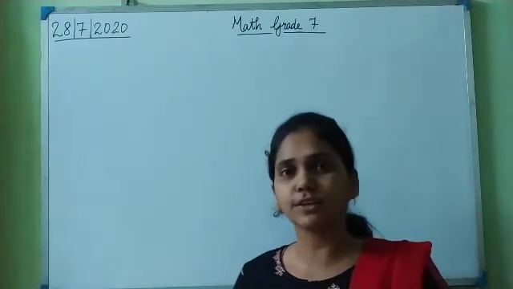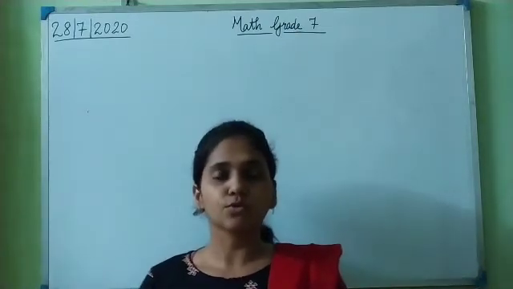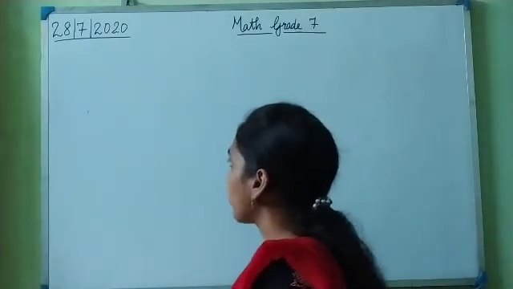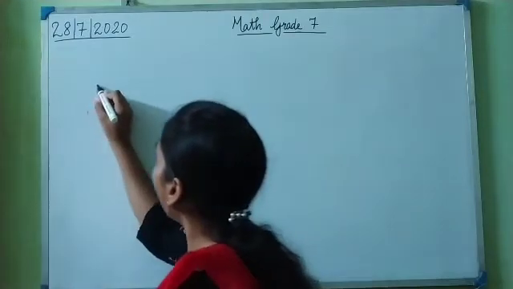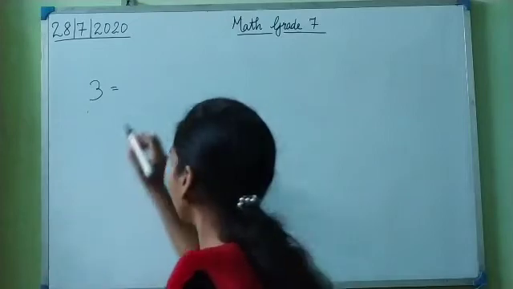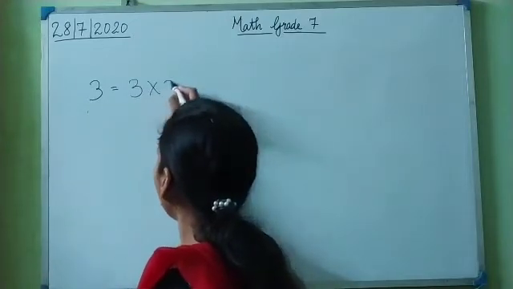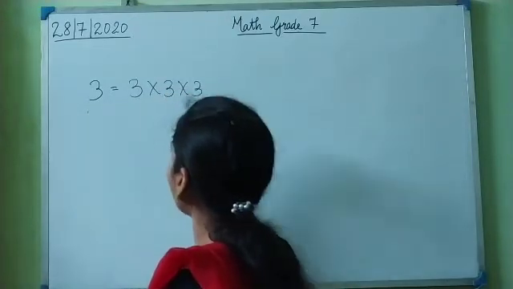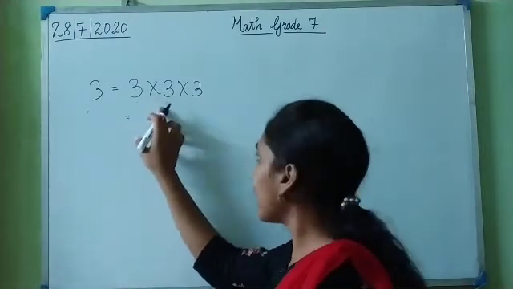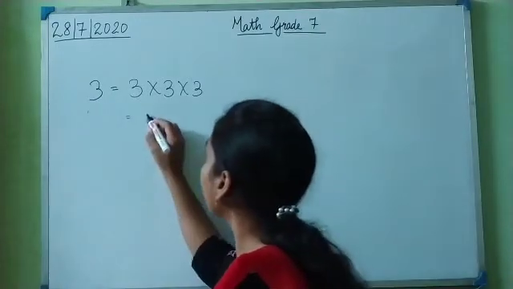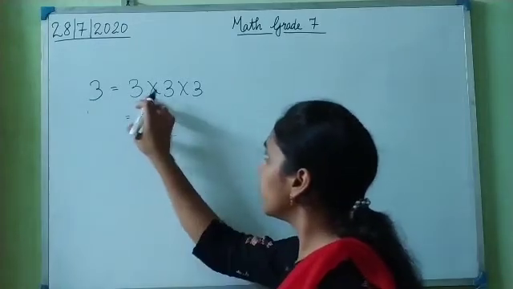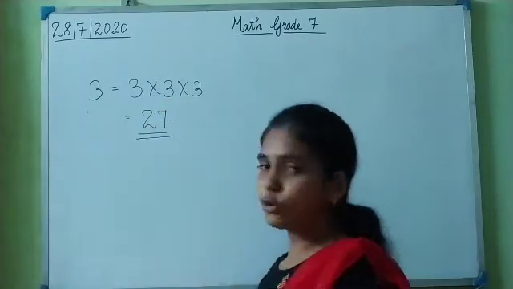In today's class we are going to study cube roots. So what is a cube or a cube root? Suppose I have the number 3, and I multiply 3 by itself 3 times. That means 3 multiplied by 3 multiplied by 3. 3 into 3 is 9, 9 into 3 is 27. So the answer I get after multiplying 3 by itself 3 times is 27.